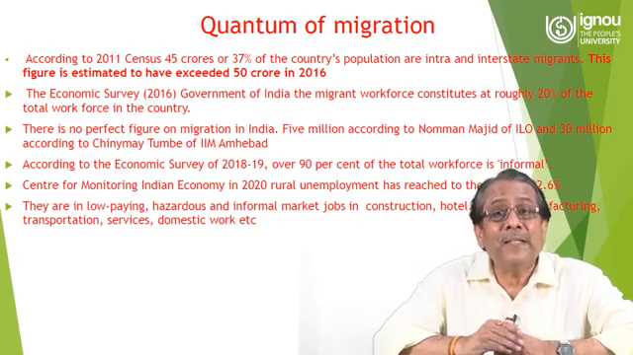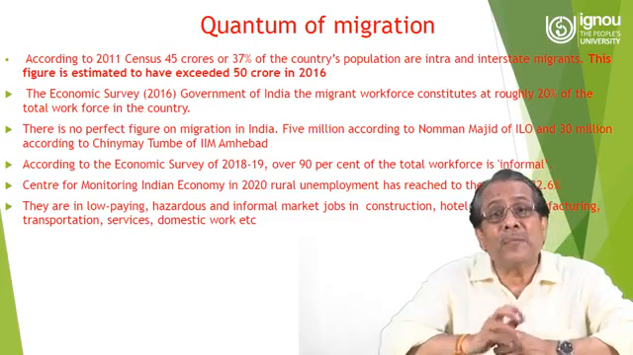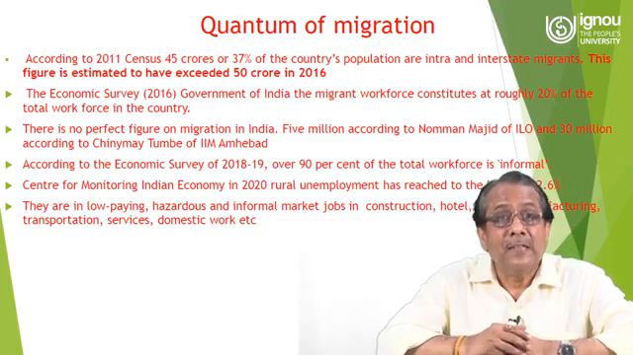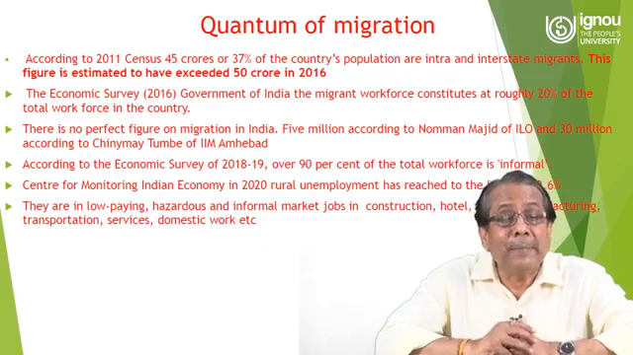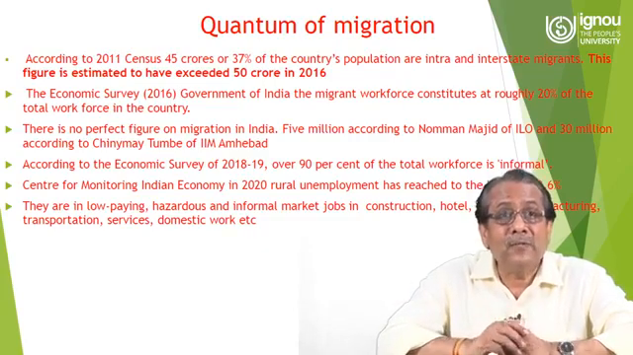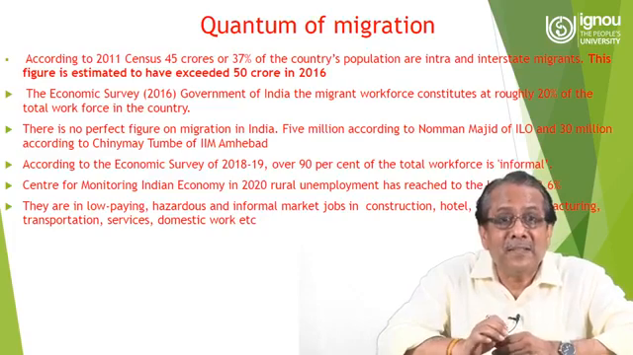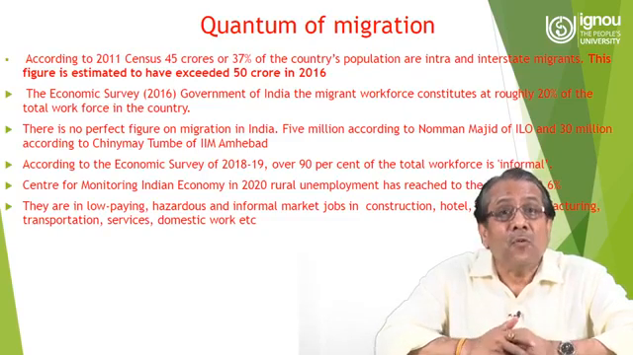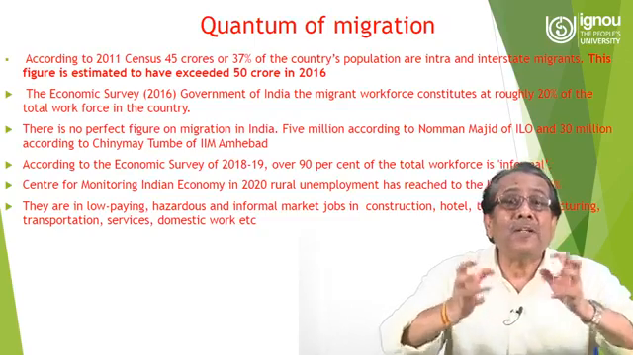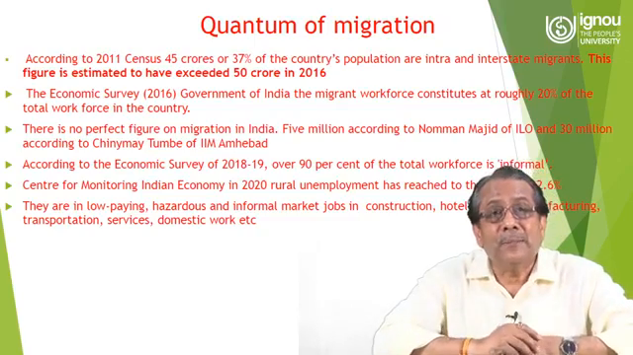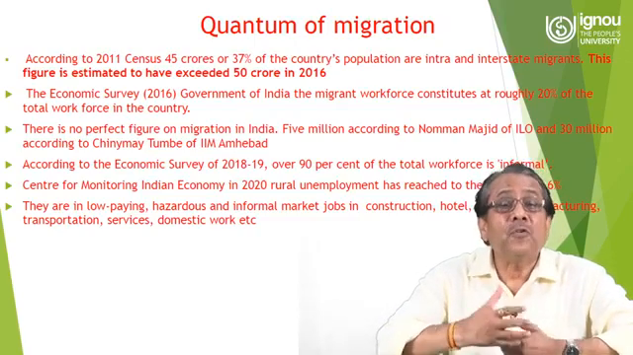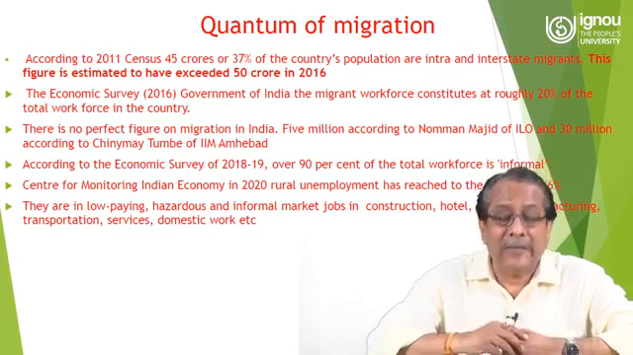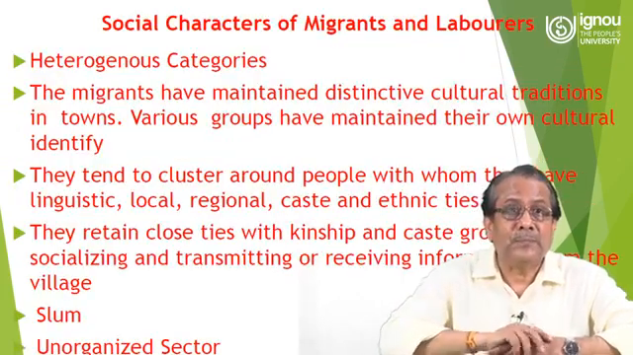So what we find is that they mostly get absorbed in the unorganized sector, and they mostly remain occupied with low-paying, hazardous activities in construction, in hotels, in textiles, in transport, and also in the domestic sector. So this is the quantum of migration, the migrant workers in our country, and also the areas where they usually get absorbed.